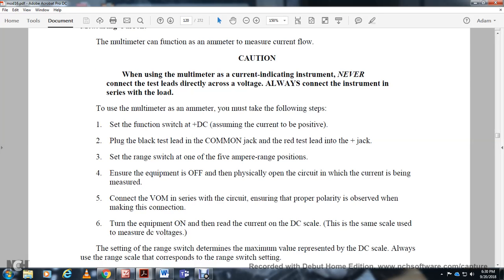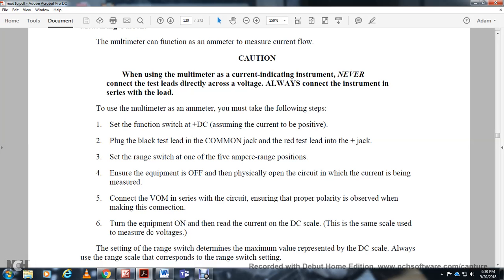Set the function switch to DC. Assume the correct polarity of the current to be measured. Place the black test lead on the common jack, then the red test lead on the positive jack. Set the range switch to the 1.5 ampere range. Physically open the circuit of the current being tested, and the meter may be connected in series, as with a milliampere meter, using the proper polarity. Observe polarity when making this connection.